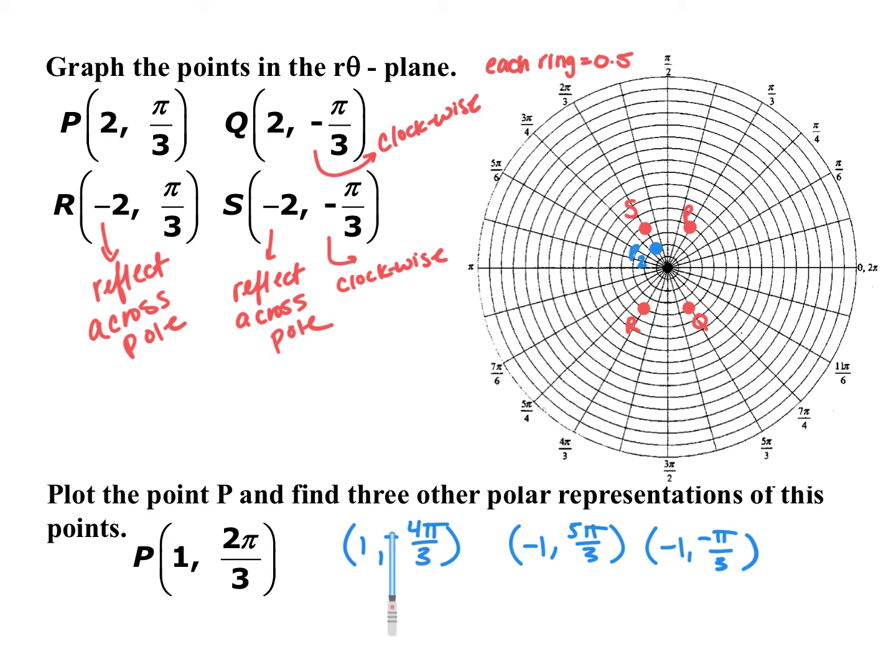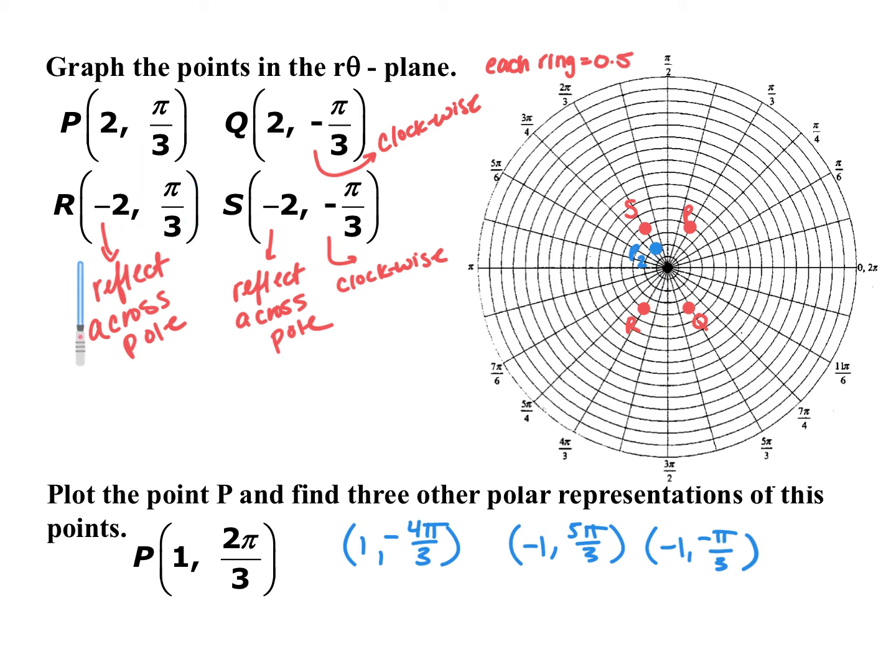The first one that I did was I said, well, I could have had a negative angle. Similar to what we did up here, I could have had a negative angle and then a positive radius. So what negative angle would get me to the same place? Well, that would be -4π/3, and then I still want a radius of 1. So that would be the same location.